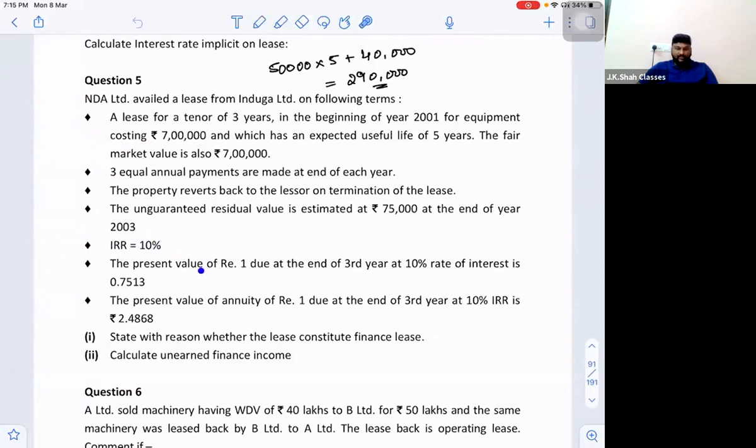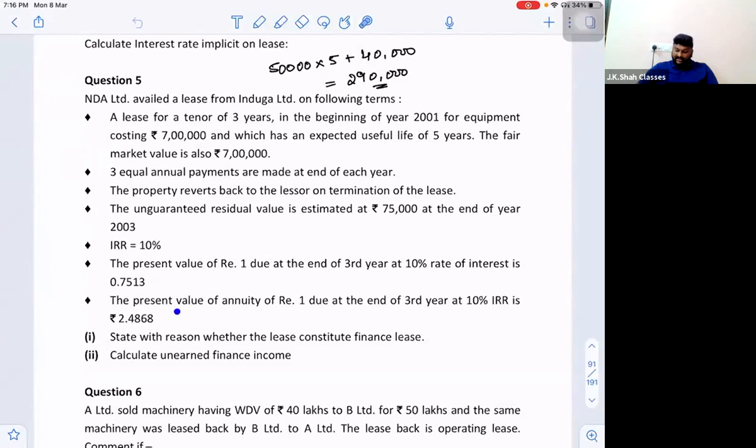The present value factor is given at 10% at the end of the 3rd year. So the present value factor is calculated at 10%. So they have given you the 3rd year's discounting rate. The statement used is actually not correct. The present value of 1 rupee due at the end of the 3rd year at a 10% rate of interest is 0.7513. So this is your 3rd year's discounting rate.